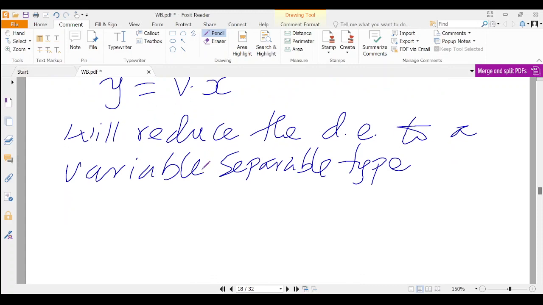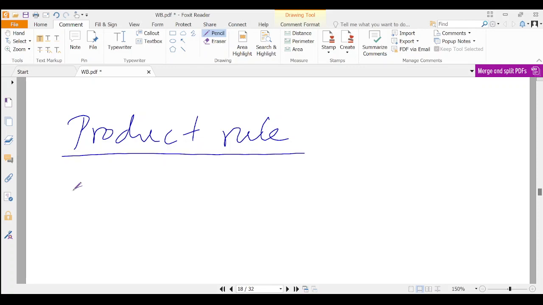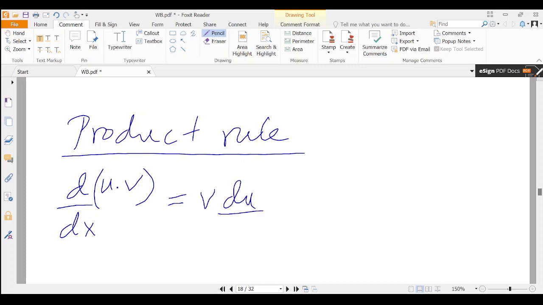If you remember the product rule of differentiation, it says that the derivative of u times v, where u and v are functions of x, if you differentiate this with respect to x, then you get v times du by dx plus u times dv by dx.